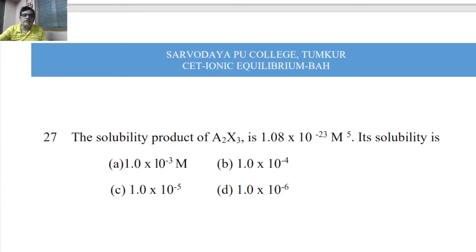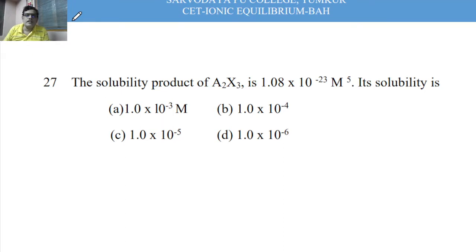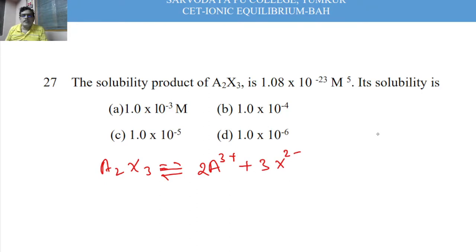The solubility product of A2X3. See, it is A2X3 type of salt. Then for this it will be 2 ions of A3+ and 3 ions of X2-. So it is something like Al2O3 or ferric hydroxide or ferric sulfide Fe2S3, these types of salts, or calcium phosphate Ca3(PO4)2. So this will be 2S and this will be 3S.